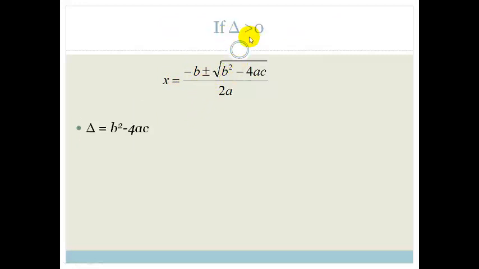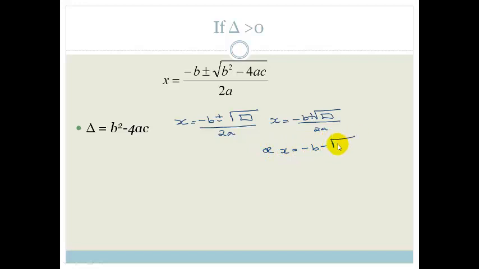If delta is greater than naught, then we're looking at this being bigger than naught. Then we're going to have x is equal to minus b plus or minus the square root of some positive number over 2a, which means that we end up with two answers, right? We've got x is equal to minus b plus the square root of a positive number over 2a, or x equals minus b minus the square root of a positive number all over 2a. So what does that tell us?